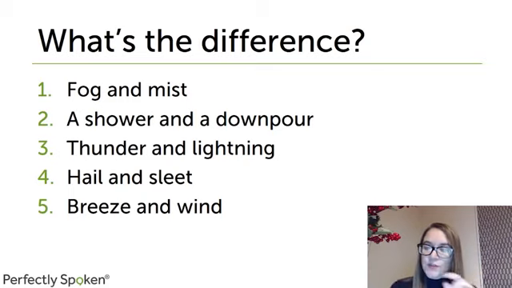So I suggest you pause the slide a moment, have a think. Do you know what's the difference between these pairs of words? Now, some of those are quite tricky because they're often connected to the same type of weather, but there are important differences. So let's have a look together.